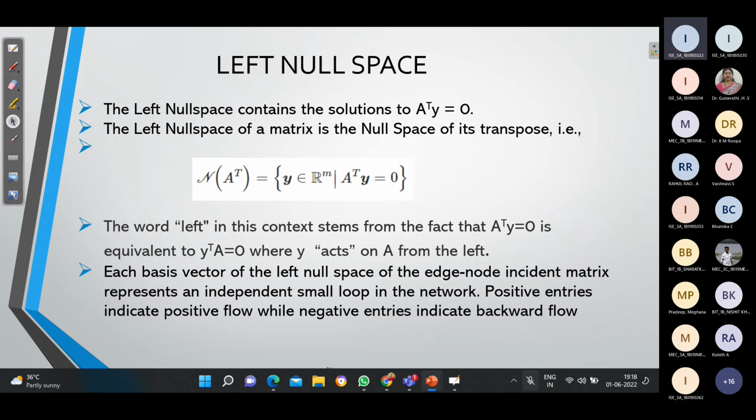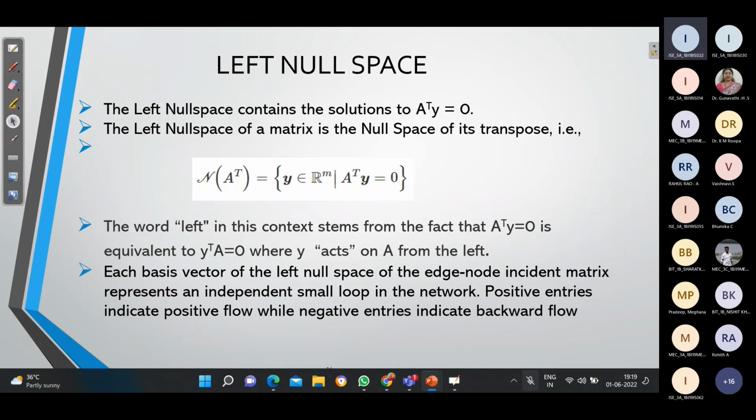The last fundamental space is the left null space. As I said, this is the set of all solutions to A transpose y equals 0, that is, the null space of A transpose. That equation is given there. The word left in this context means that A transpose y equals 0 is equivalent to y transpose A equals 0, where y acts on A from the left.